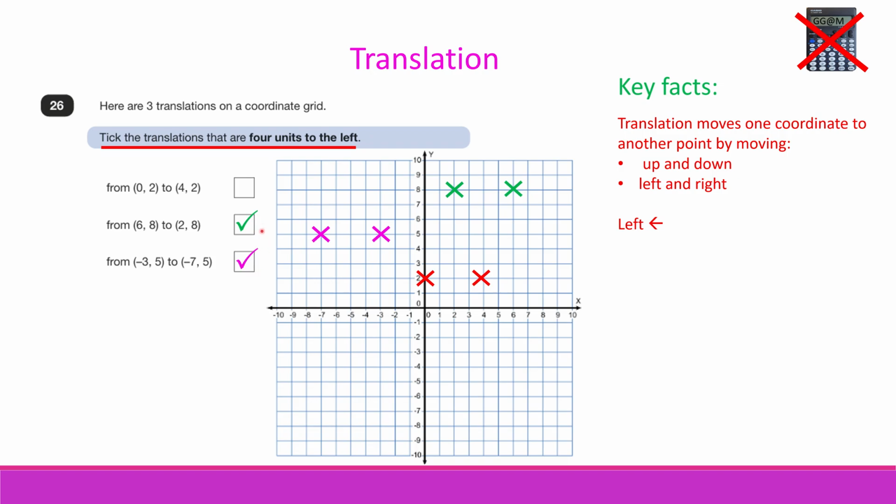You should have ticked the bottom 2 boxes. These are both 4 units to the left. A unit basically means 1 square. So don't be put off by this word unit. It just means 4 squares to the left. If you got that correct, great work. You've done really well. Fantastic.